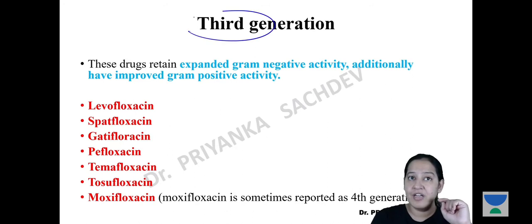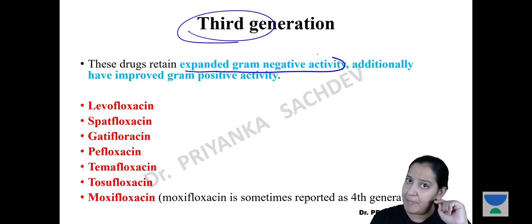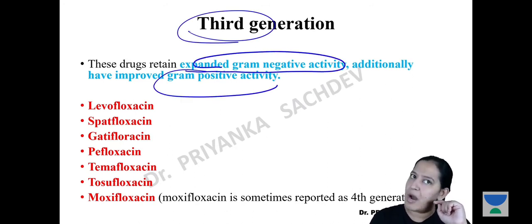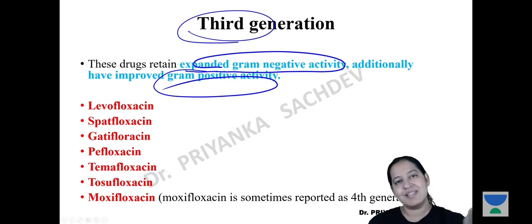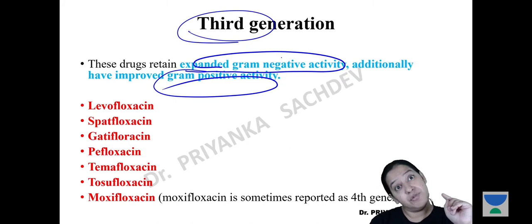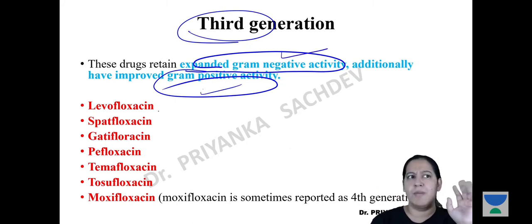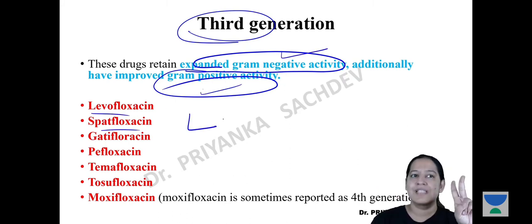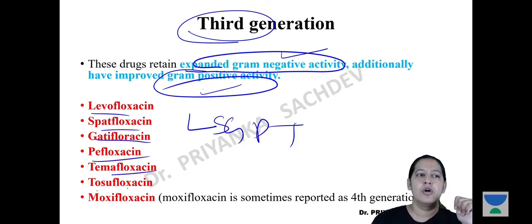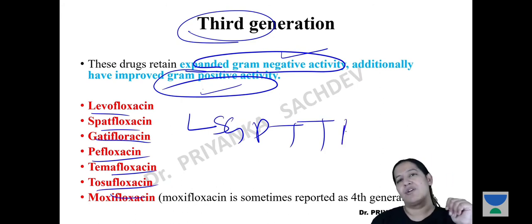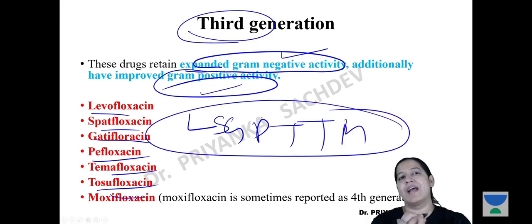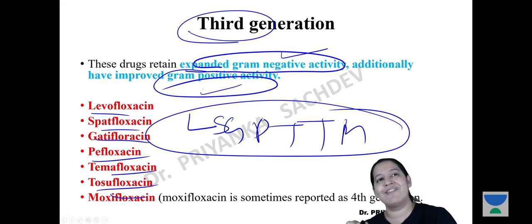Coming to the third generation, it has expanded gram-negative, and it will also kill gram-positive to a small extent. So we want such an antibiotic which kills everyone, all bacteria. Here there are levoflox, sparflox, gatiflox, temaflox, tosuflox, and moxiflox. Learn the mnemonic now. Make your own mnemonic and learn. So there are 1, 2, 3, 4, 5, 6, 7. 7 drugs are there. So learn these 7 drugs in the third generation.